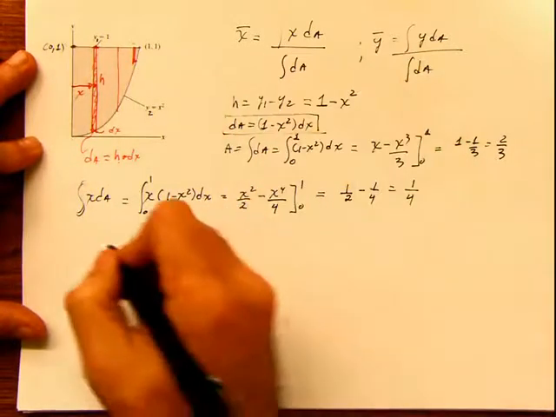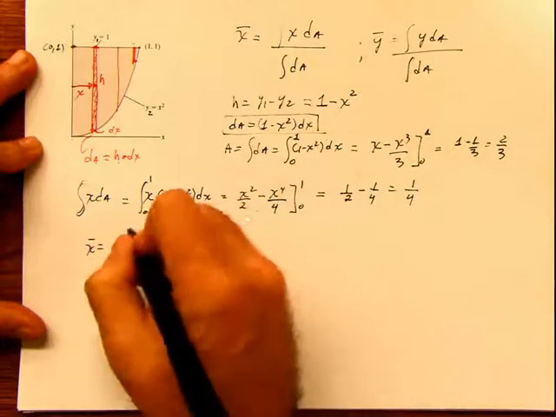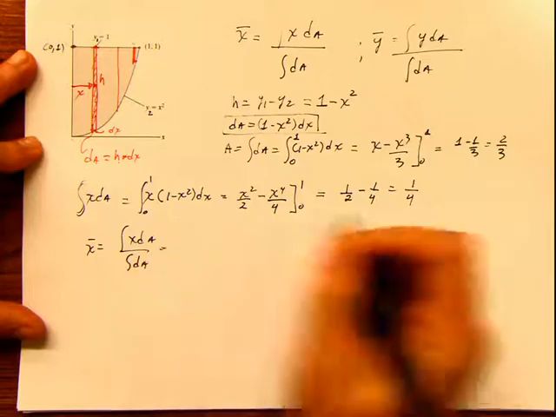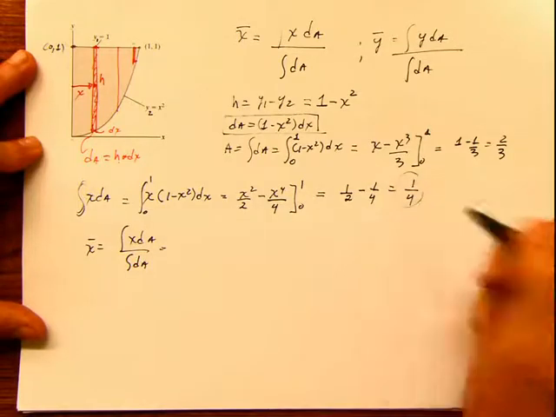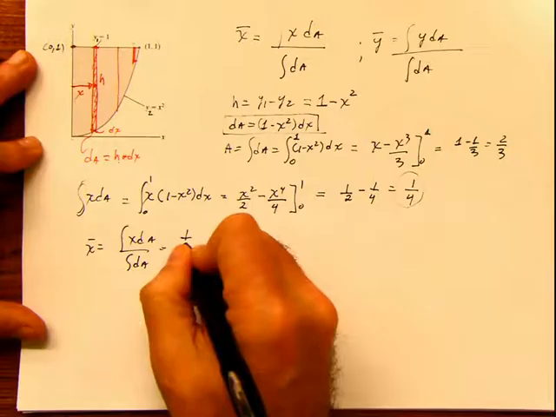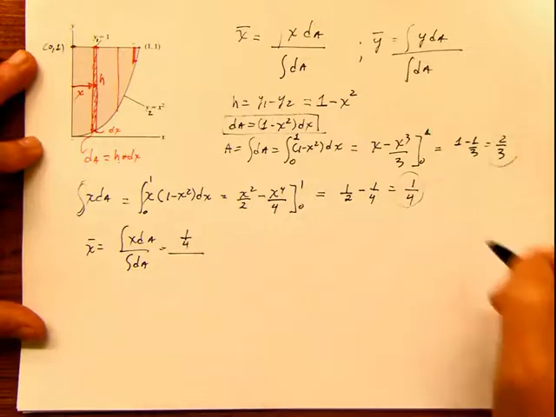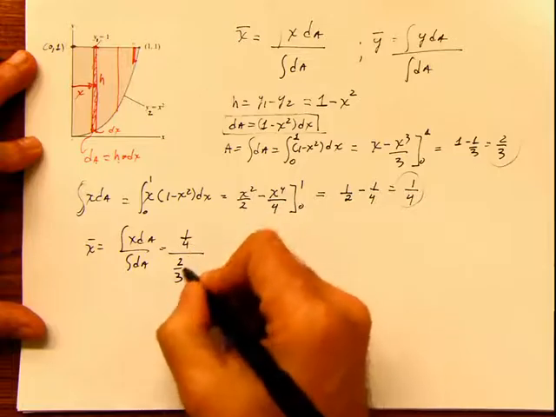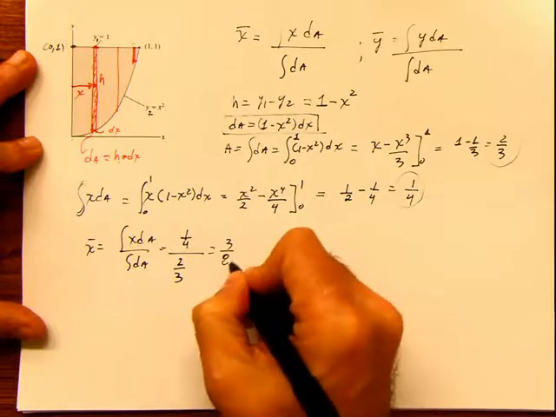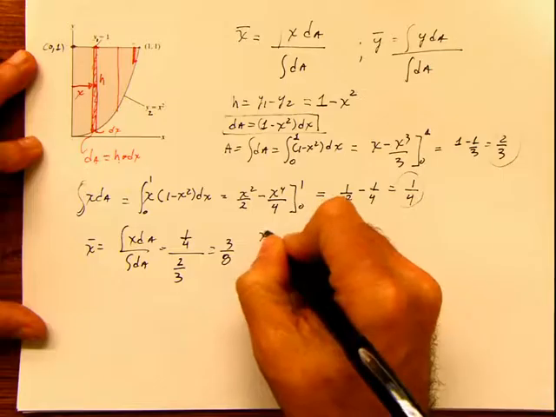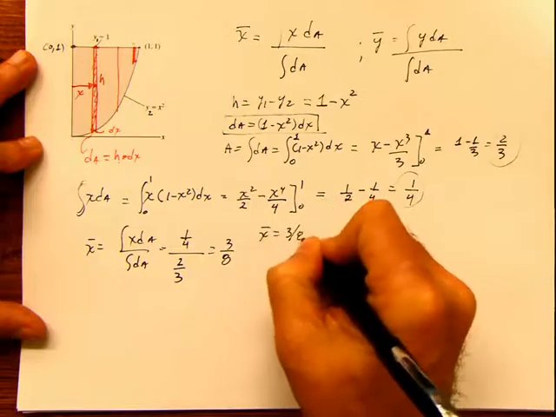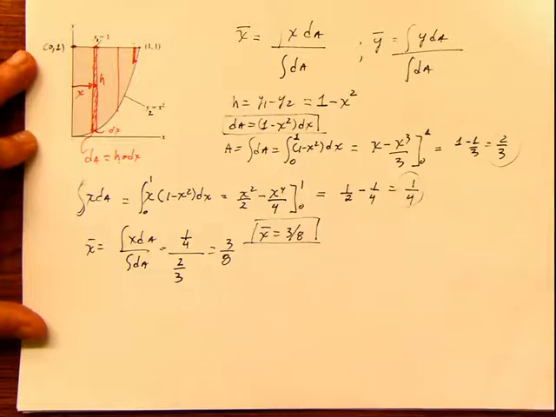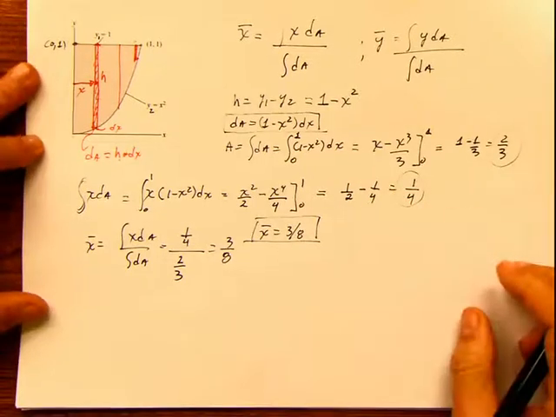When I have to calculate my x bar, remember, the integral of x dA divided by the integral of dA, while the integral of x dA is this value here, 1/4, divided by the integral of dA, which is 2/3. This is equal to 3/8. So x bar equal 3/8. And this should be, of course, in units, whatever units you have there.